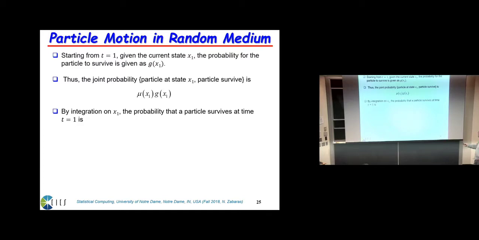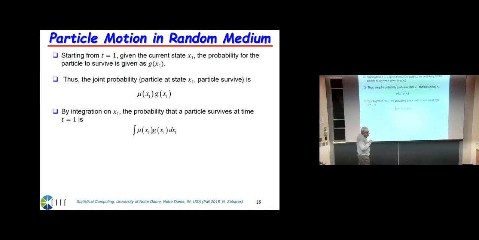Now, obviously, when I say if I knew x1, I don't really know x1. So we have to marginalize on x1. So really, the probability that the particle survives at time 1 is this integral. You see that? If we knew x1, first we have to sample it, and then the particle has to survive. And because we don't know x1, we need to average for all possible values of x1.